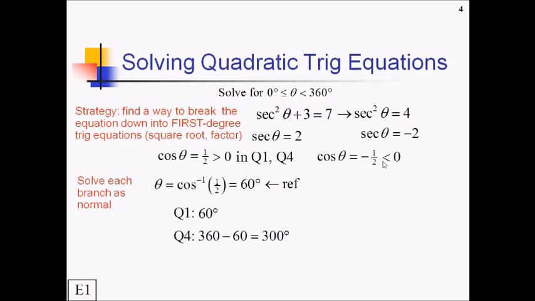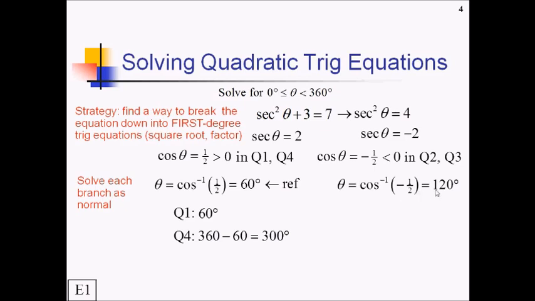So since this is a negative cosine, that means we're to the left of the y-axis in quadrants 2 and 3. Now it's time for inverse cosine of negative 1/2. And you might know off the top of your head that this is 120 degrees, or you could do that on the calculator. Either way, we need a reference angle now.